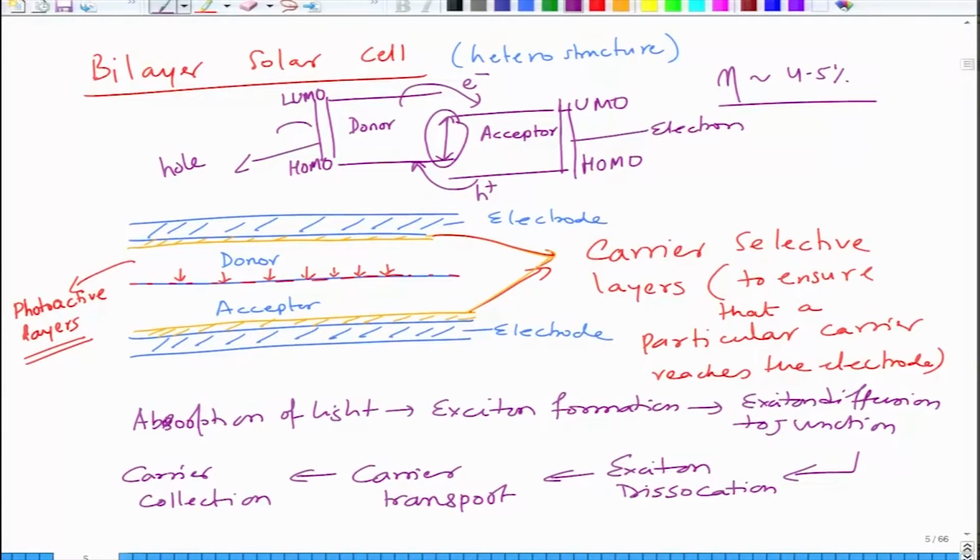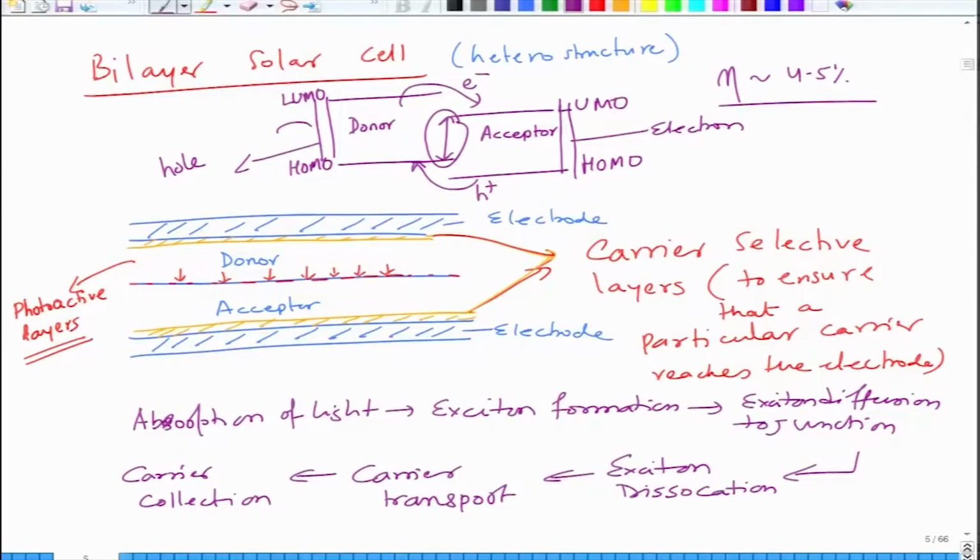Basically, where electron and hole will go depends upon the matching of energy levels of both metals with respect to the HOMO and LUMO of the semiconductors. So this is a typical bilayer solar cell.